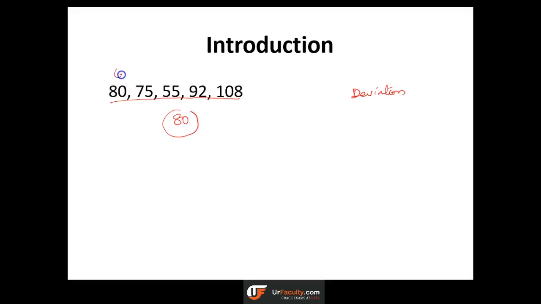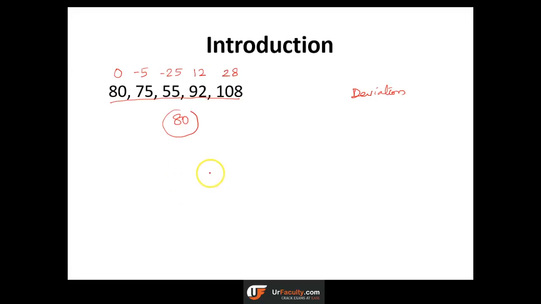80 minus 80 is 0. 75 minus 80 is minus 5. 55 minus 80, how much is that? Minus 25. And 92 minus 80, it is ahead by 12. And 108 minus 80 is 28. Fair enough.